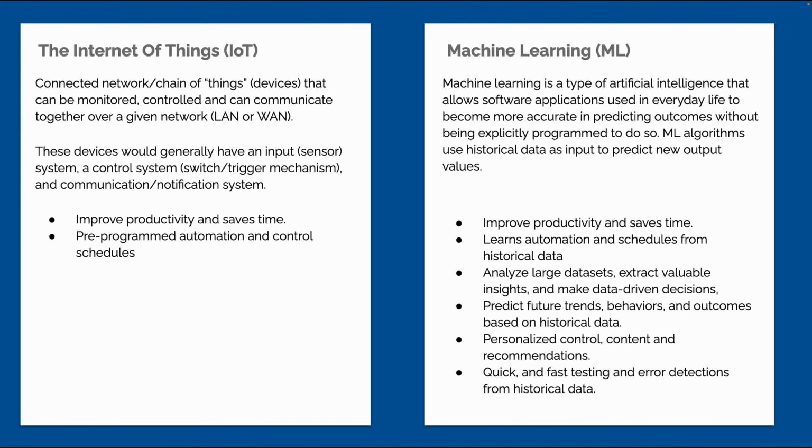And you've seen cases like that with ChatGPT and some of the other ML algorithms that are out there. Some of them generate images, and things like that, right? It also learns automation and schedules from historical data, right? So using machine learning, you can learn all the automation schedules that have been programmed with the Internet of Things. And once it learns this, it can use that information to do some prediction.